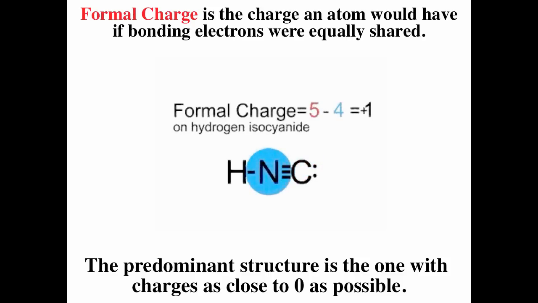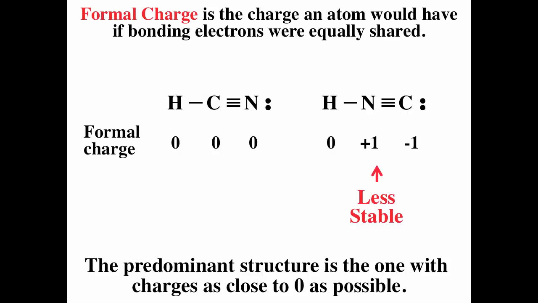Because the formal charges are non-zero in hydrogen isocyanide, we can predict that this isomeric form is less stable than hydrogen cyanide, as found to be the case. And so formal charges are very important in determining which structure is more stable. And so we have two isomers. Now isomers just mean you have the same exact set of atoms, but you could have different arrangement or different bonding.